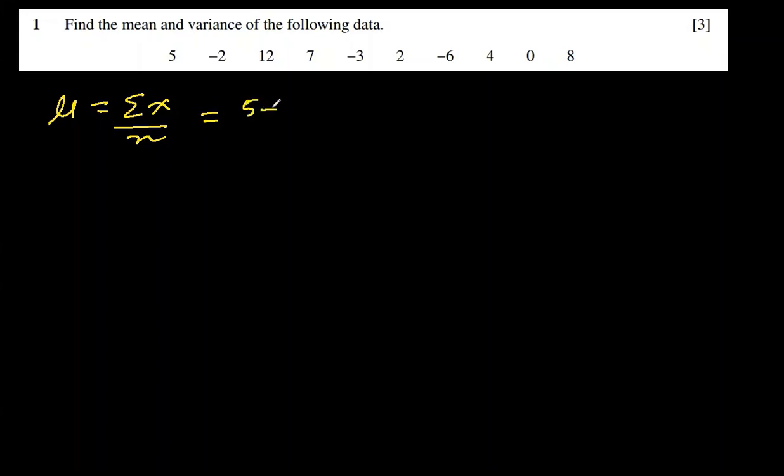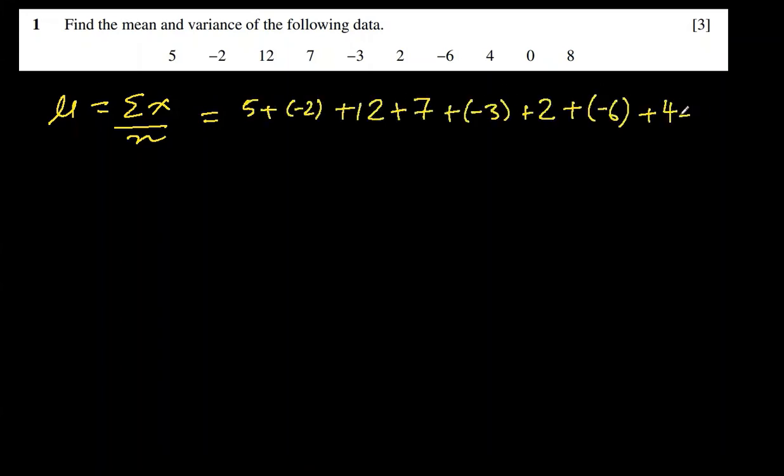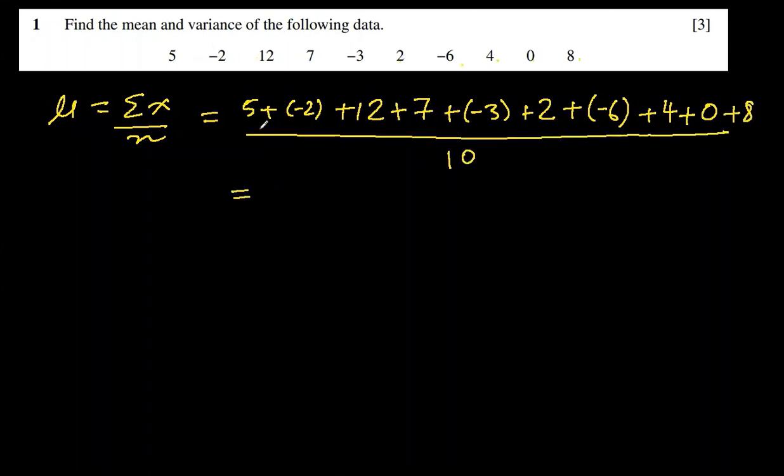So 5 plus minus 2 is 3, plus 12 is 15, plus 7 is 22, minus 3 is 19, plus 2 is 21, minus 6 is 15, plus 4 is 19, plus 8 is 27. Over 10, that makes the mean equal to 2.7.